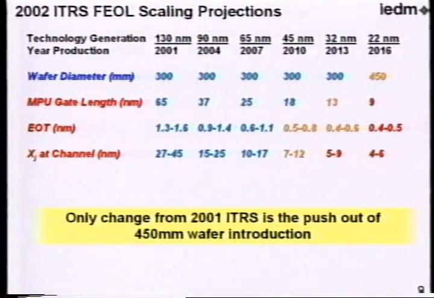So if you look at those, really from the 2001 to 2002 release, there's only really been one change in these numbers, and that's the 450 has been moved out. It was in 2013, and it's been moved out to 2016. But the gate lengths that we looked at earlier are the same as they were in 2001. The effective oxide thicknesses still fall in the same ranges, and the junction depths at the extensions are about the same. So there's really not a whole lot of change from 2001 to the front end of the line in terms of requirements.